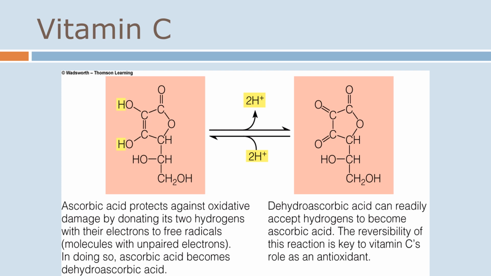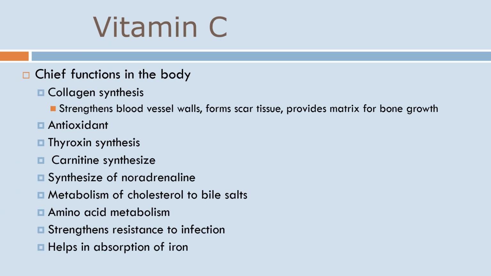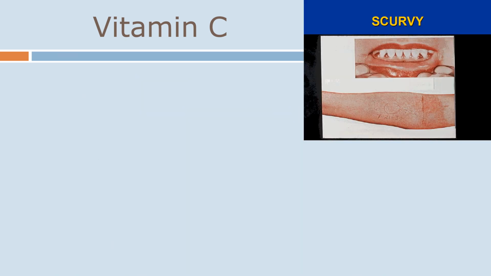So vitamin C, again, antioxidant role is very much important. It is also known as anti-stress vitamin. So chief functions in the body of vitamin C includes collagen synthesis, that the strengthening blood vessel wall, forms scar tissues, and provide metals for the bone growth. Antioxidant, thyroxine synthesis, carnitine synthesis, noradrenaline synthesis, metabolism of cholesterol to bile salt, amino acid metabolism, strengthens the resistance against infections, and helps in the absorption of iron. These are the chief functions.